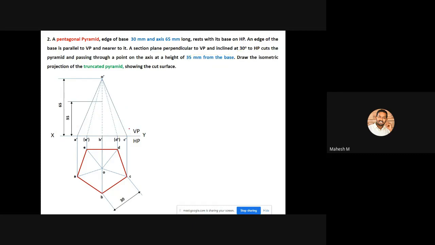Okay, so you can create a section plane. Then you can remove the top portion. You have to highlight the bottom portion. Okay, so this is our cut section front view.